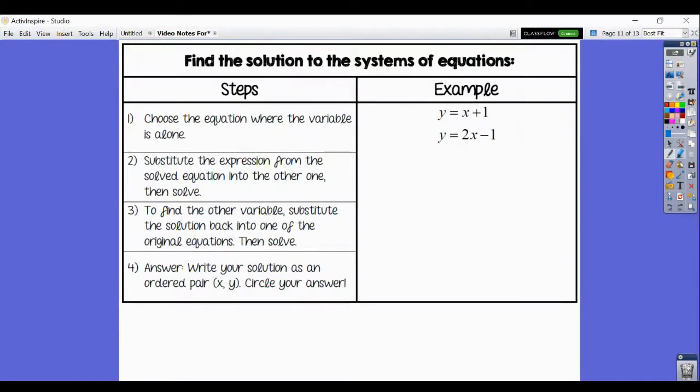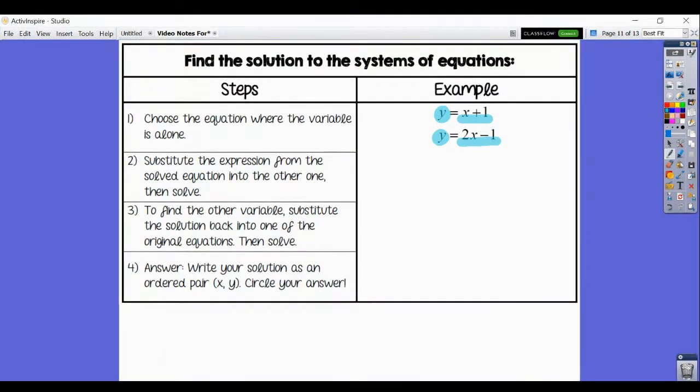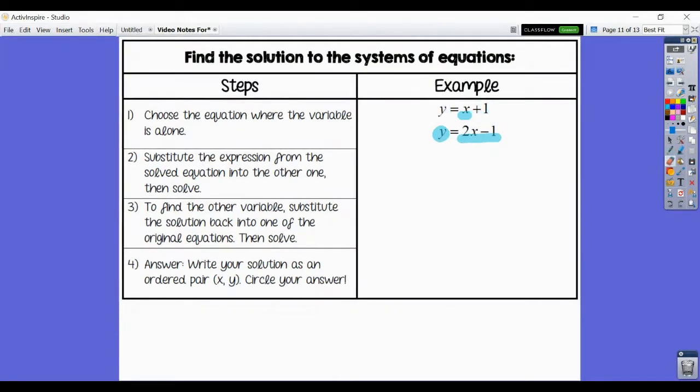Let's go ahead and do another example. So again, going through the steps, step number one is choose the equation where the variable is alone. So y equals this expression here, and y equals this expression here. So both have y by itself. I'm going to choose which one I substitute in the expression from the solved equation into the other one. Let's go ahead and just do the first one here.